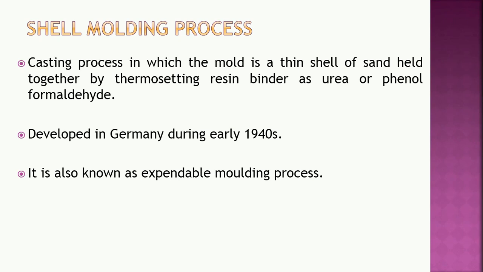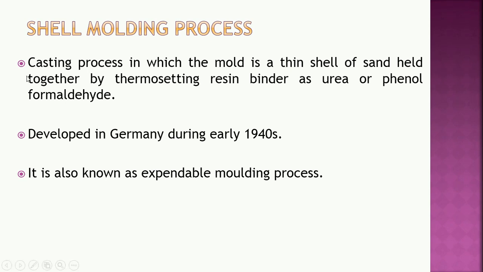sand. Shell sand is nothing but a mixture of silica sand along with thermosetting resin binder, and the proportion is for 100 kg of silica sand we are using 4 to 5 kg of phenol formaldehyde or urea formaldehyde as a thermosetting resin. It is a casting process in which the mold is a thin shell of sand held together by thermosetting resin binder such as urea or phenol formaldehyde.